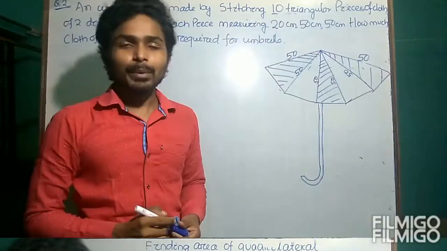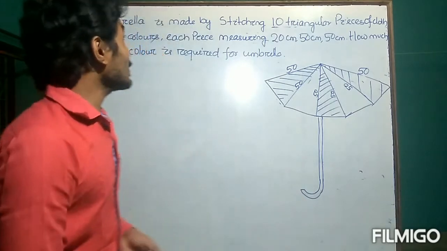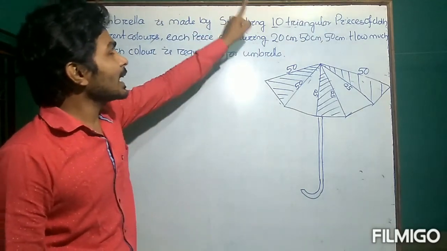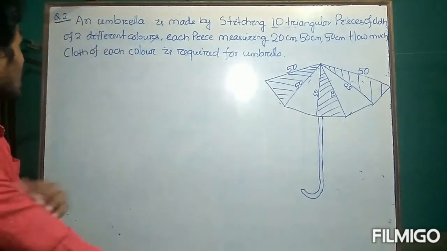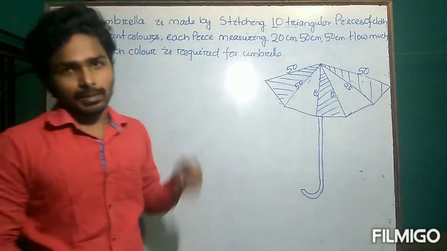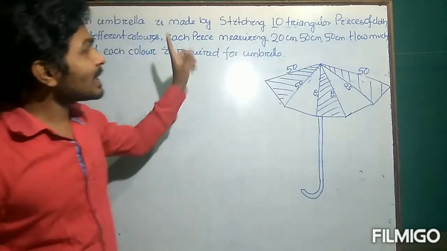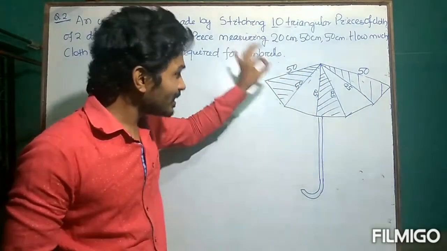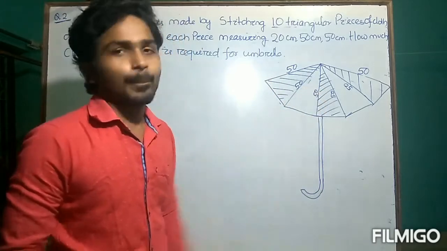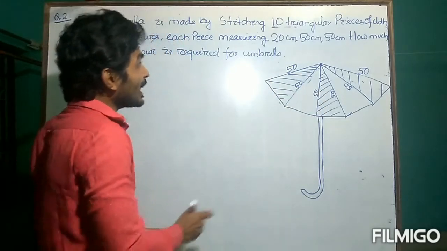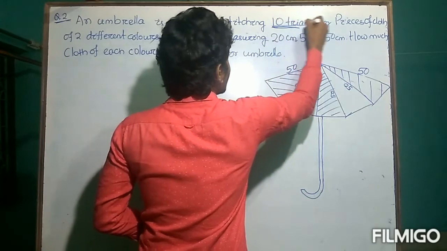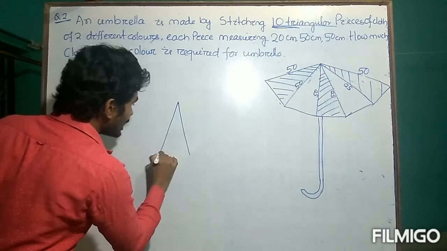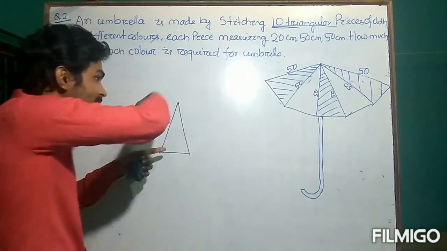Okay. Coming to question number 2. In question number 2 it is given that an umbrella is made by stitching 10 triangular pieces of cloth of 2 different colors. So it means there is an umbrella. Suppose it is an umbrella, though it doesn't look like an umbrella, but let us assume it is. And this umbrella is made up of 10 triangular pieces. Okay, like this. This is a triangular piece.